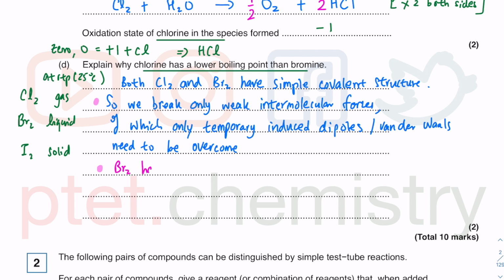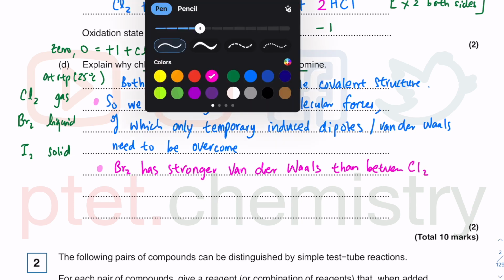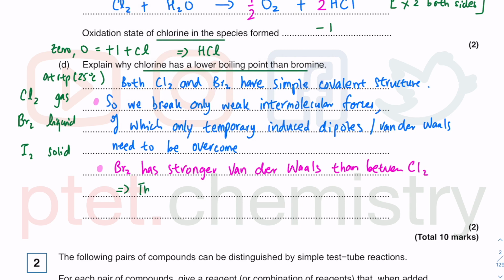Br2 has stronger van der Waals forces than between Cl2, and this is due to two factors. Number one, there are more electrons, a greater total number of electrons inside the Br2 than Cl2.